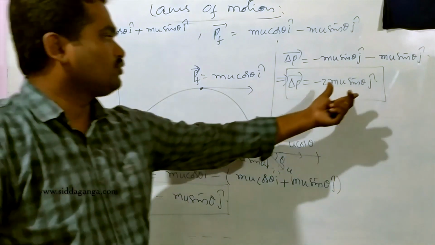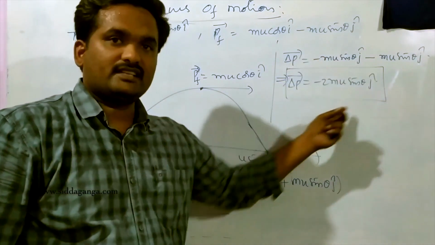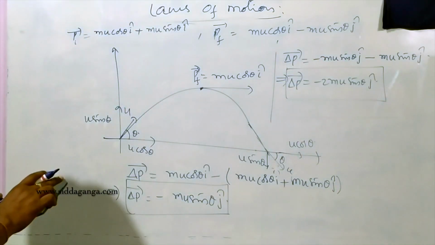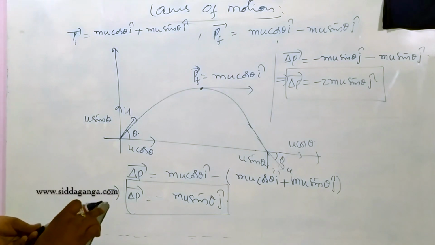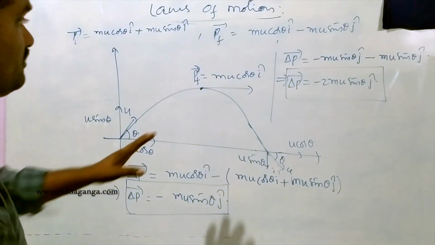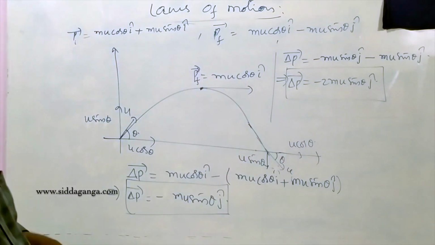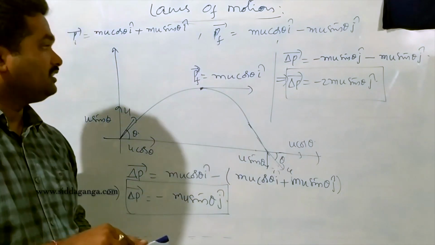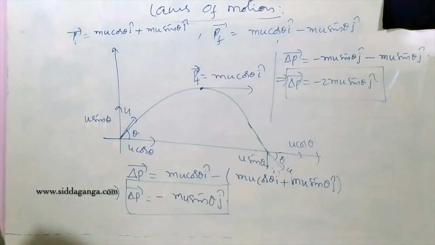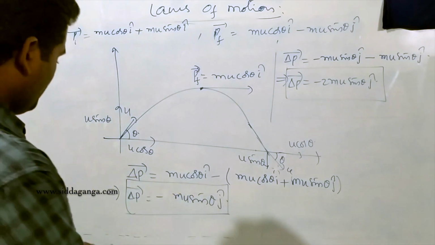Magnitude, if they ask, is 2 mu sin theta. If they ask for direction as well, it will be equal to what? Minus 2 mu sin theta into j cap. So the j cap direction also you have to include. This is about the change in momentum in case of the projectile during time of flight. This is all about change in momentum that you have to remember.